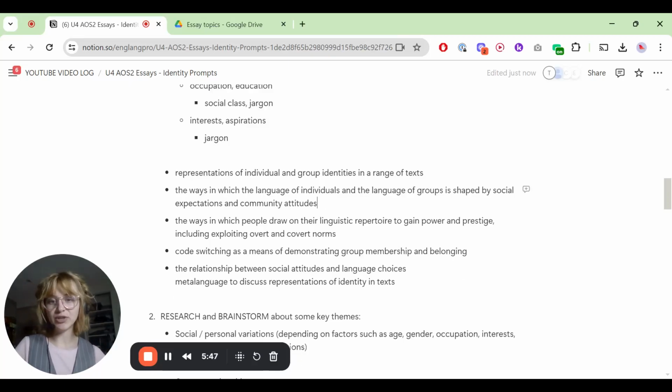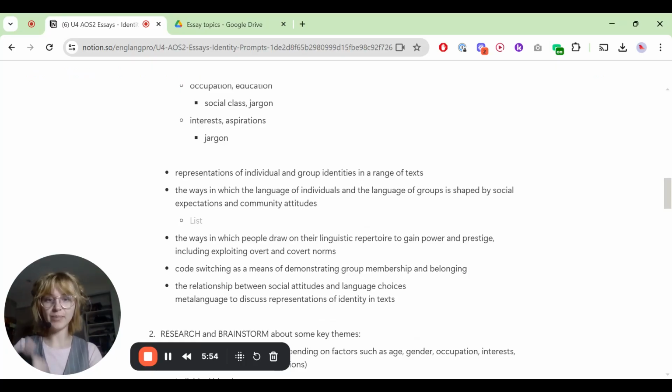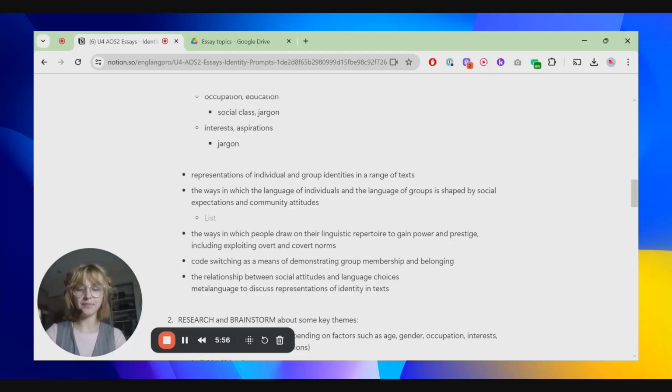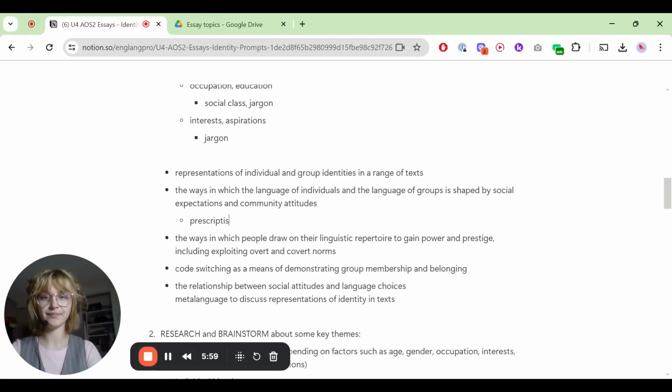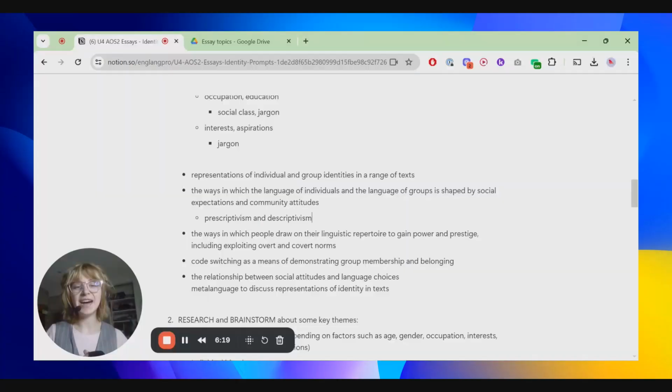The ways in which the language of individuals and the language of groups is shaped by social expectations and community attitudes. So this is very much where we're talking a bit about prescriptivism and descriptivism. So worth reading up on that. And this could also be an essay topic that you could link towards a bit of Unit 3 stuff as well. So remember, you're not going to be given an essay prompt that says talk about Unit 2 or Unit 4 AOS 2 only. You're given a very broad prompt where you can talk about anything that you've learned about over the past year.